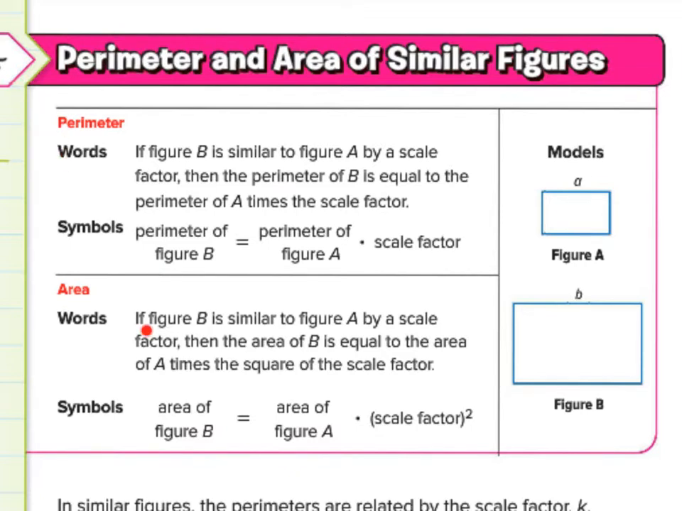For area, if figure B is similar to figure A by a scale factor, then the area of B is equal to the area of A times the square of the scale factor. And it makes sense that it would be the square because area is squared. It's 2 dimension. How would that look? Well, area of figure B is the same as area of figure A times the scale factor squared.